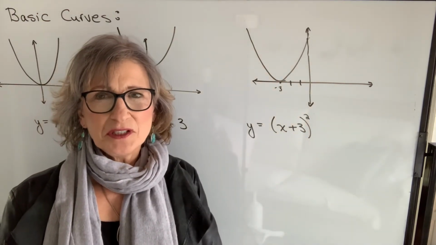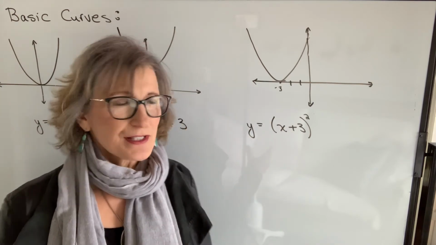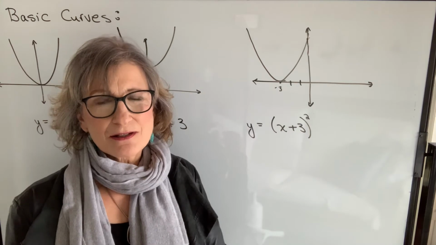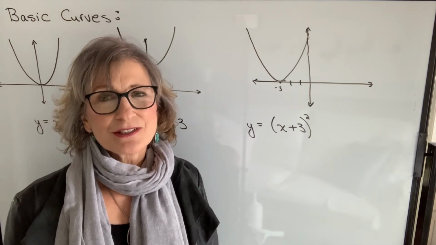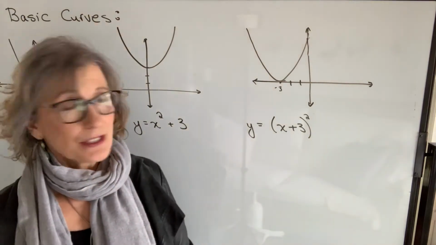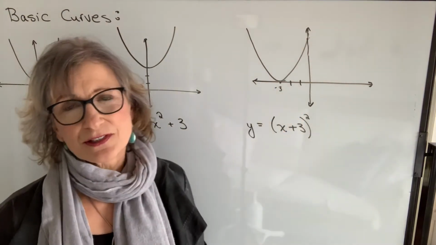I know it might be counter to what intuition says, that if you're adding a 3, it should move it to the right. But when the transformation is done inside the function, it actually is going to be opposite to what you would expect when it's done outside of the function. So this would move it 3 units to the left.